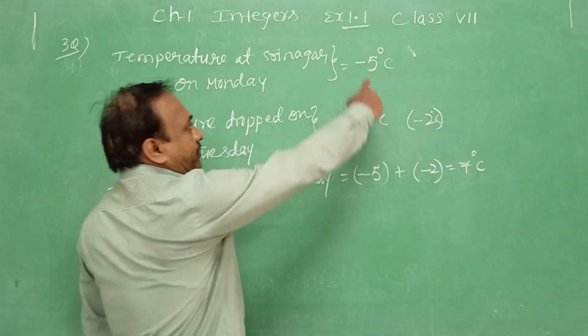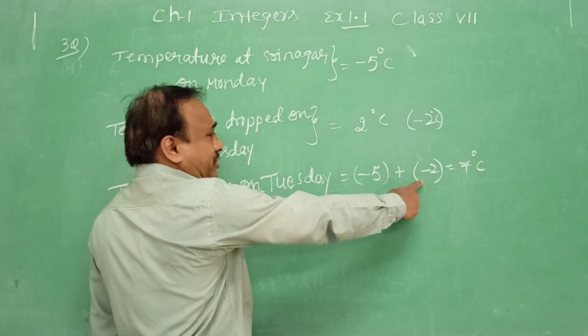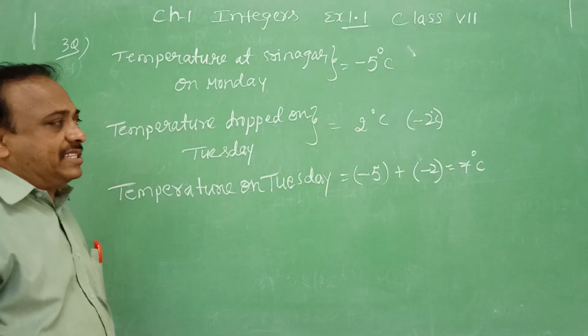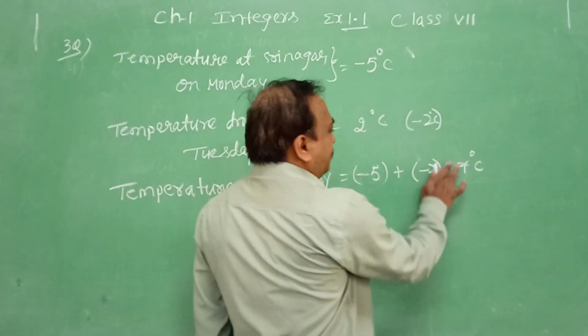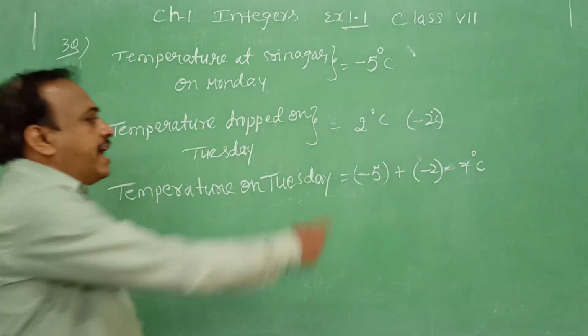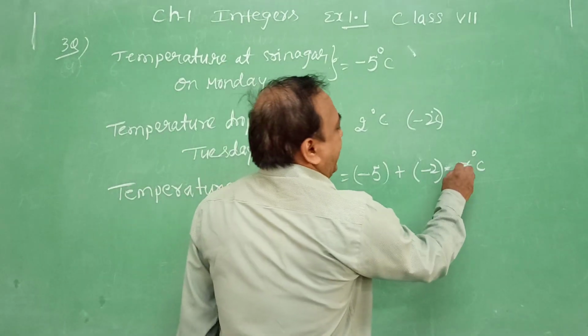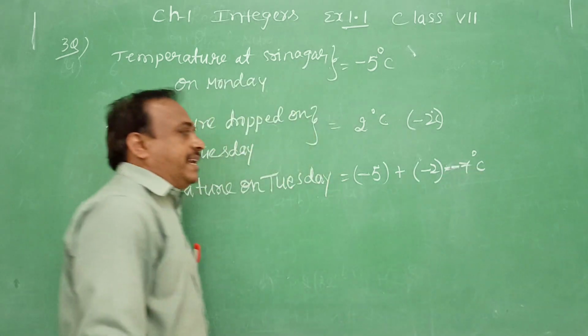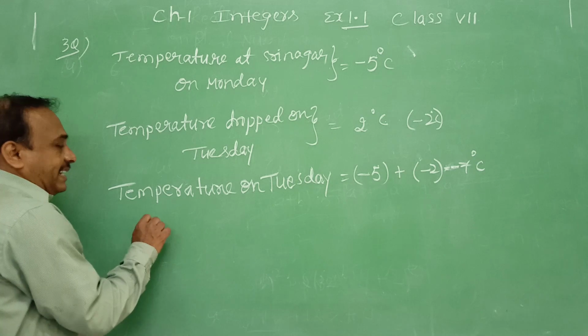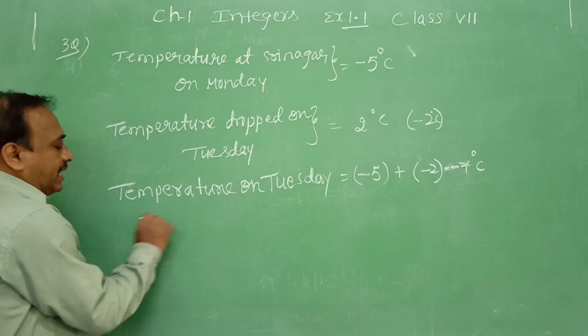Actually it was minus 5 on Monday, and on Tuesday it fell 2 degrees Celsius. So the temperature is minus 7 degrees Celsius. As we know, in the addition of integers with the same sign, we add and put the same sign: minus 7 degrees Celsius.